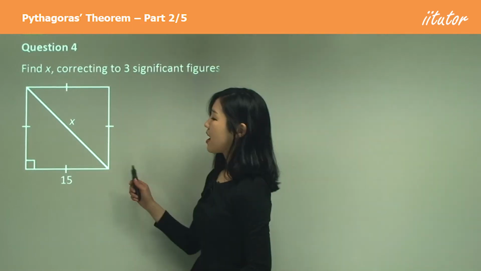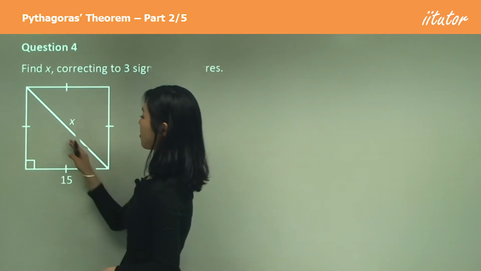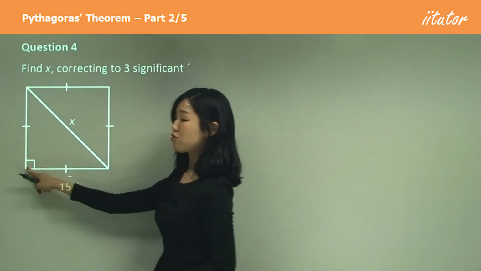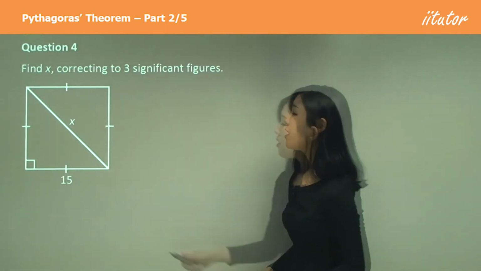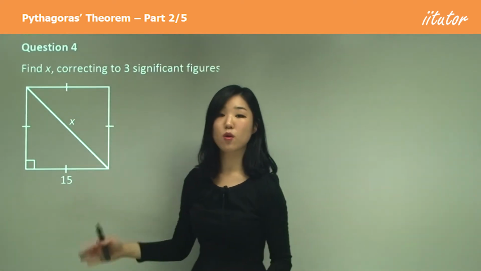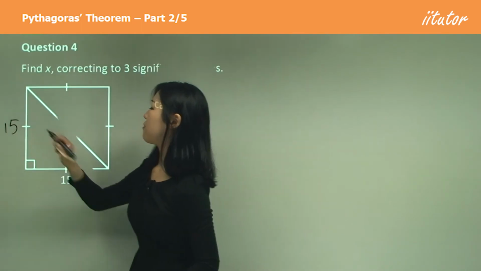Find X. Now it's a square this time, but you can see that I've drawn up a diagonal, and you can see this shape is a triangle that is right angle. So again, let's apply the Pythagoras Theorem. They give you these lines here which indicate that this is a square, so all sides are equal. So therefore this side must also be 15.